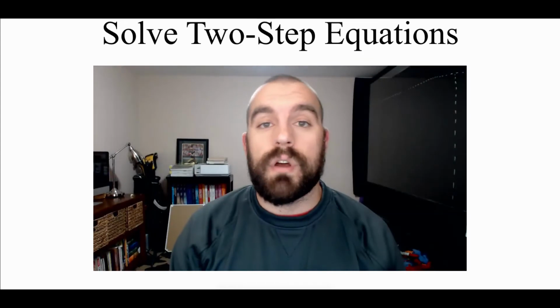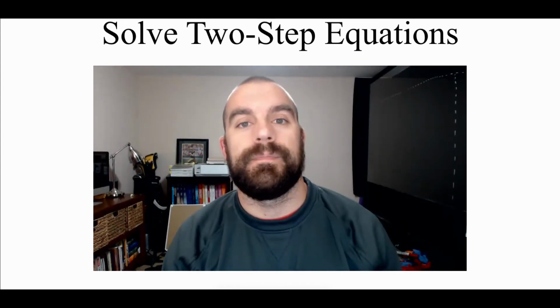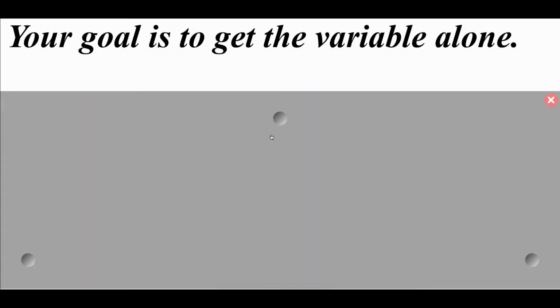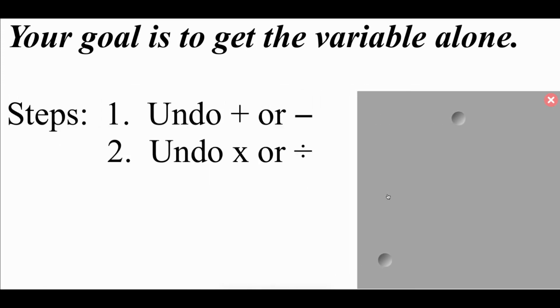In this video, we're going to solve two-step equations. Just like we saw with one-step equations, our goal when solving a two-step equation is still to get the variable alone. It's just going to take an extra step this time. Step number one says that we're going to look for addition or subtraction in our equation to get rid of by doing the opposite operation. Then, after we get rid of any addition or subtraction, we're going to look for multiplication or division to get rid of, again, using the opposite operation.